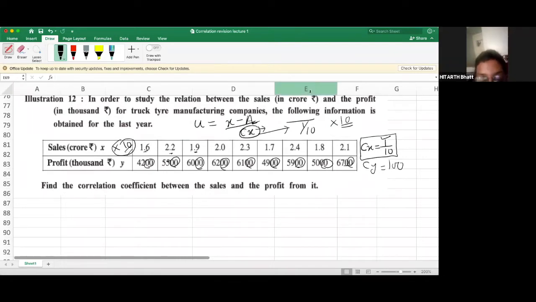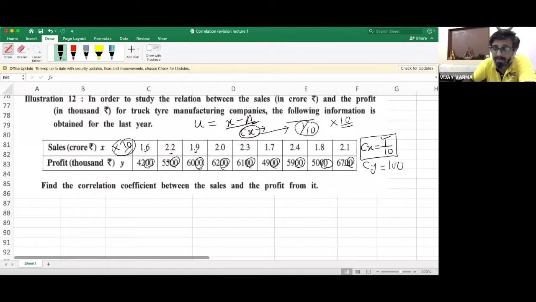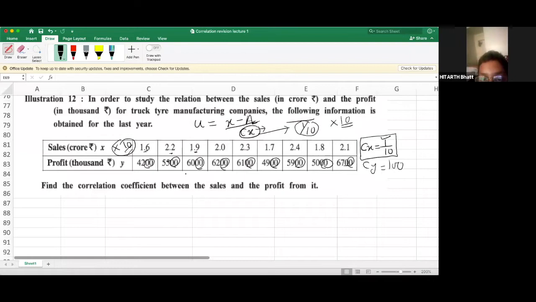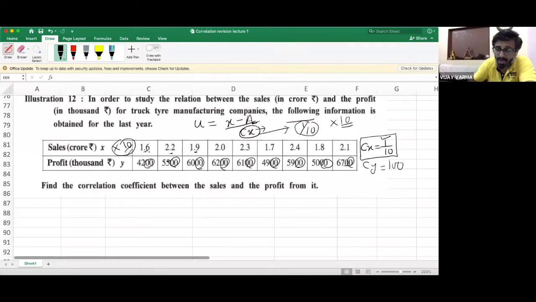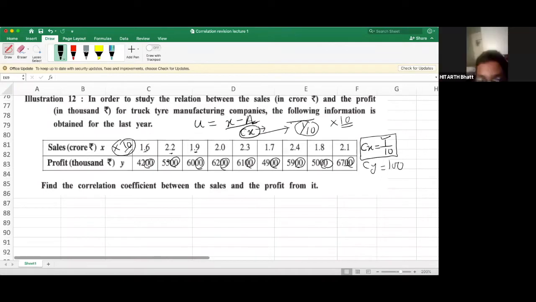Now, multiplying with 10 means dividing by what? Dividing by 1 by 10. Because when you divide by 1 by 10, you multiply by the reciprocal, 10. So since we are going to multiply all the values of x by 10, the value of cx is what? 1 by 10. Did you get this?